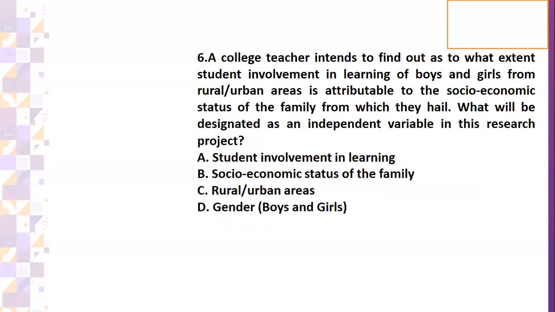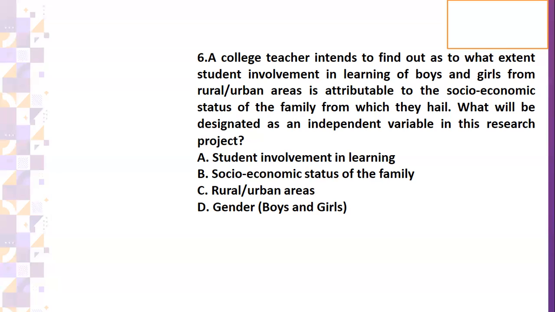Okay. Now, next is a college teacher intends to find out to what extent students' involvement in learning of boys and girls from the urban areas is attributable to the socio-economic status of the family from which they hail, that is, from which they belong to. What will be designated as the independent variable? I'll read out the question for you. A college teacher intends to find out to what extent is the student involvement in learning of boys and girls from urban areas, okay, related to the socio-economic status of the family from which they hail.